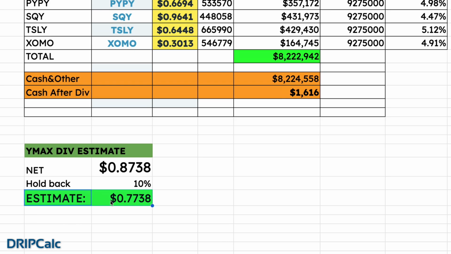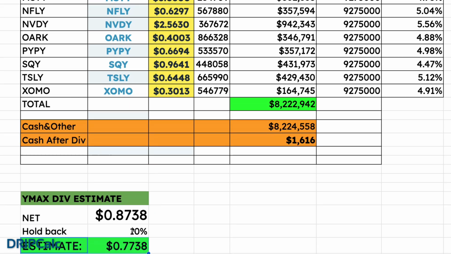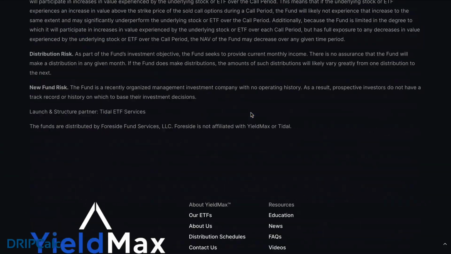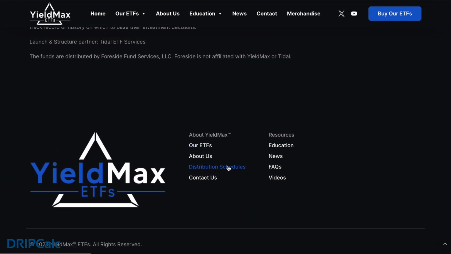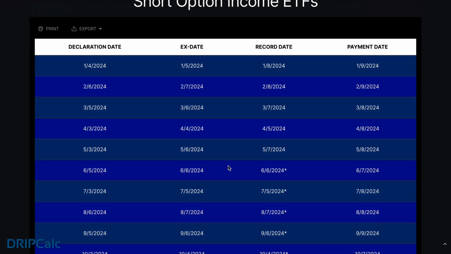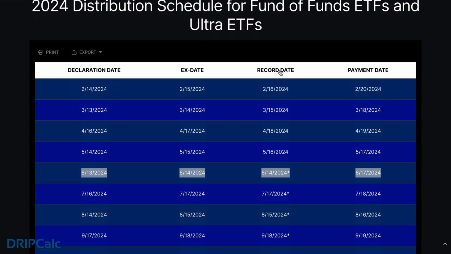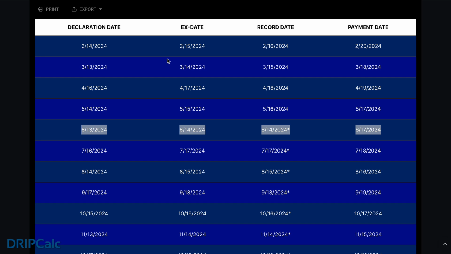Now, how can this change? First of all, they can hold back cash reserves a little less or a little more, so this will change. And also the number of shares outstanding will probably change from now until the declaration date. If you scroll all the way down over here to the bottom, distribution schedule, there's two schedules, one for single stock funds, and these are covered call funds. And the funds of funds have a different declaration and distribution schedule because they have to organize everything, collect the dividends, and then schedule the payouts.